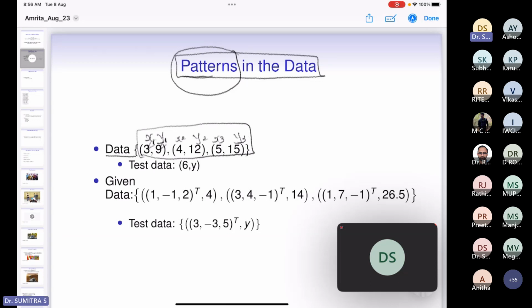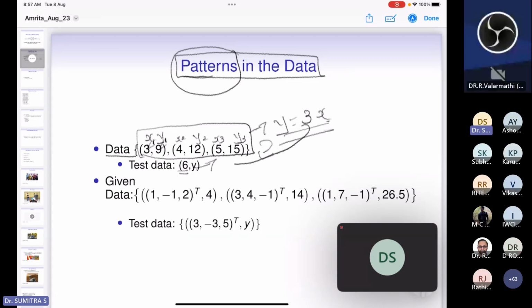After giving this data, if I ask you what the corresponding y is, you will say it at once, because from this you have understood that y is equal to 3 times x. Using this information, you will be able to find the test data. Okay?